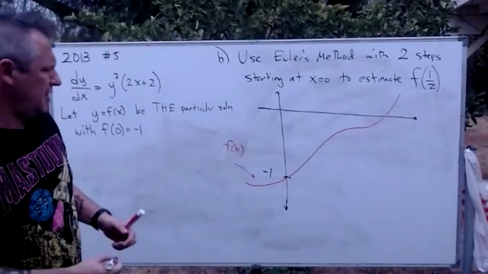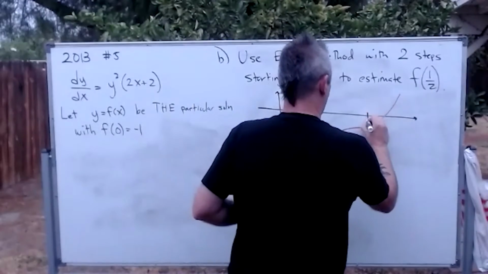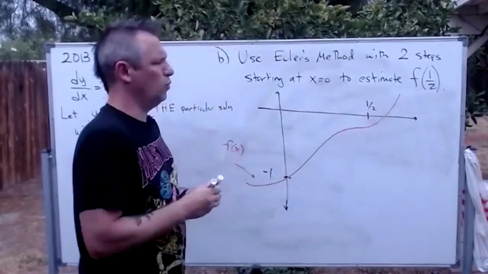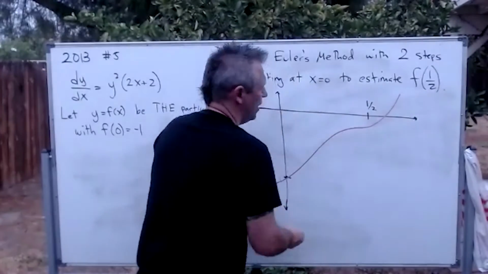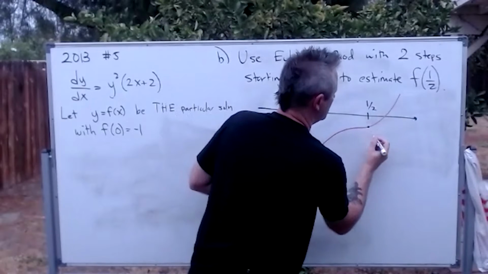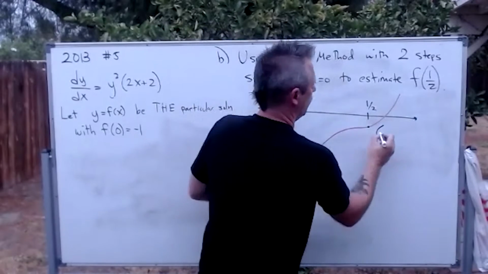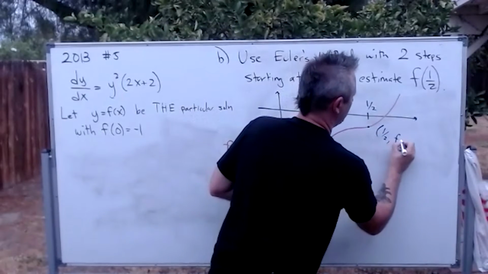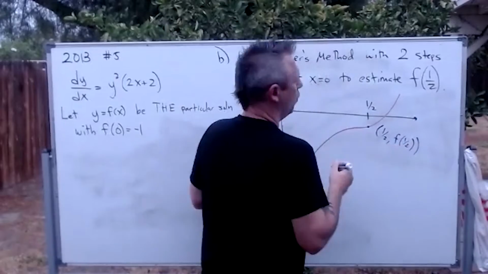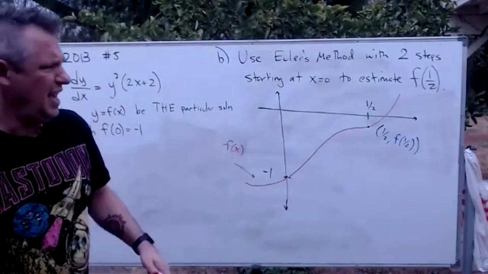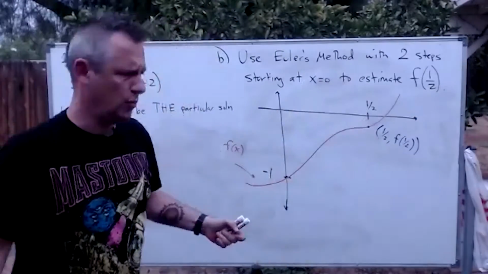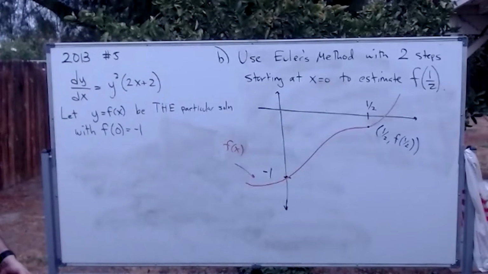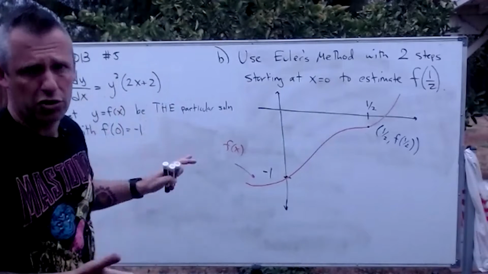So let's say that this right here is 1/2. What we are attempting to estimate right now, what we want to figure out, is what this point right here is. This point would be (1/2, f(1/2)). And we want the y coordinate of this point. We would like to estimate what that is. But again, we don't know what f of x looks like. We have no idea, because we have not solved the differential equation.